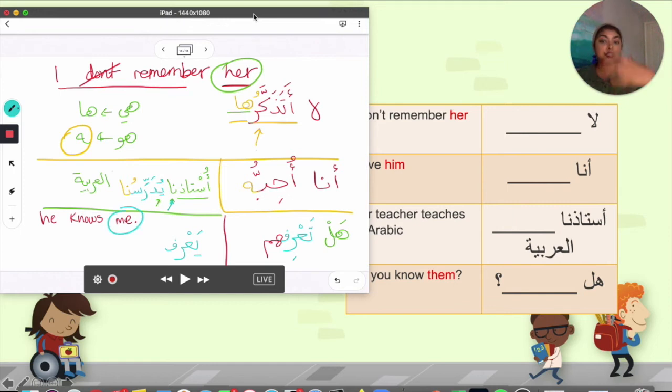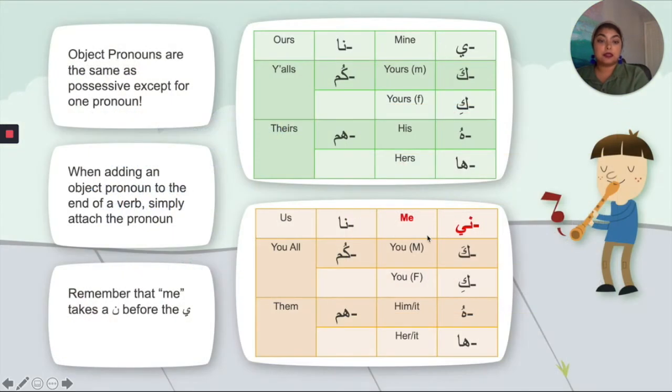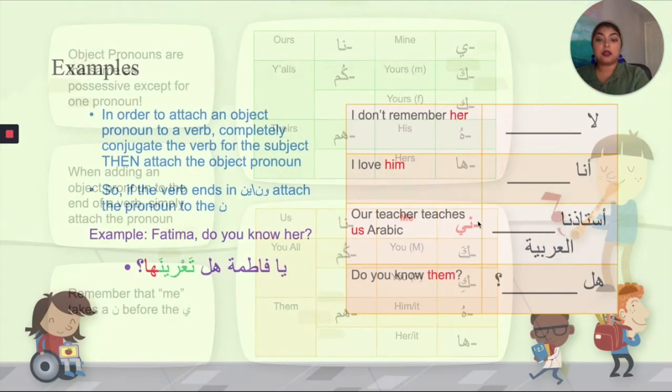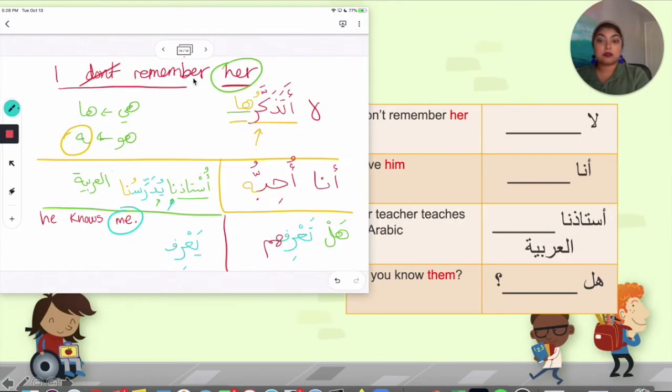When you attach yourself to the verb, that's the only one that looks different than possessive pronouns. And what is it going to be? Good. A noon. Noon, ya. Pronounce it with the dhamma on the last letter. يعرفني. He knows me. يعرفني.